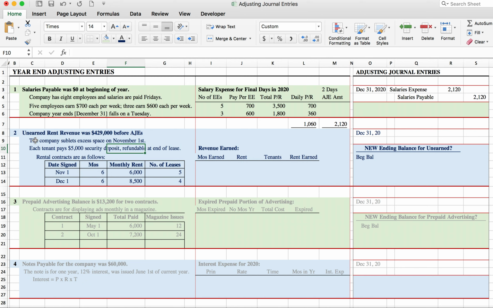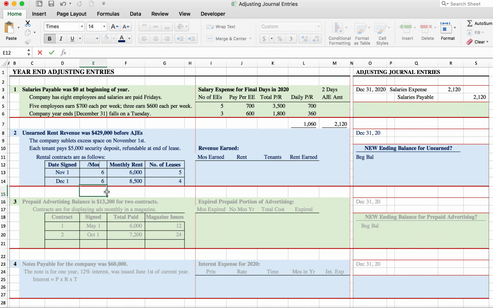The company sublets space as of November 1st. Each tenant pays a $5,000 security deposit. Okay, it's refundable at the end of the lease. Okay, rental contracts as follows. So we know that one set of contracts was signed on November 1st. The term, let me just go put term. The term was 6 months.